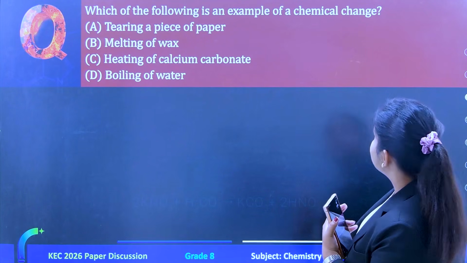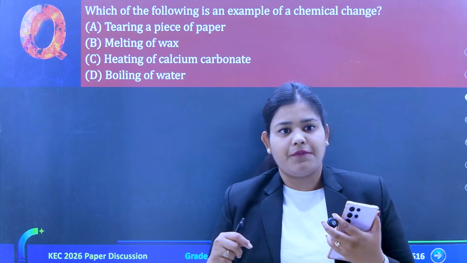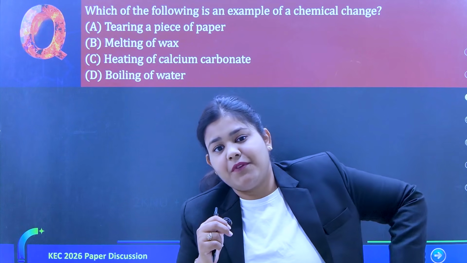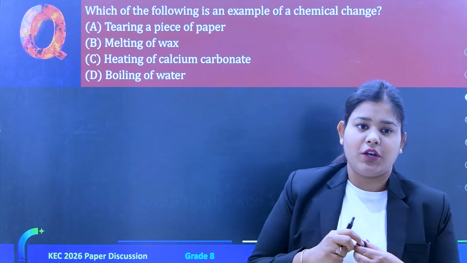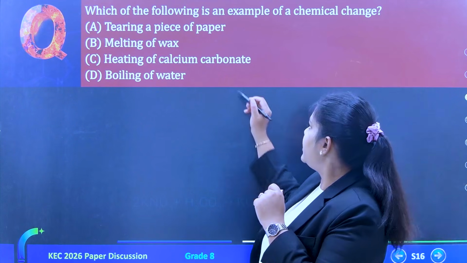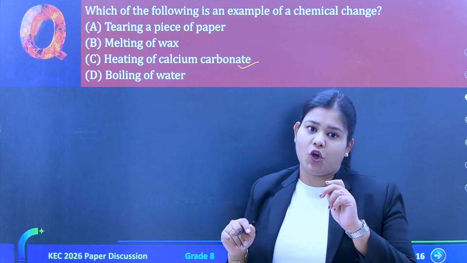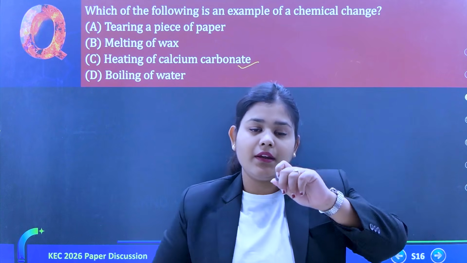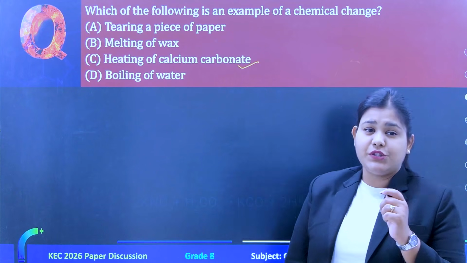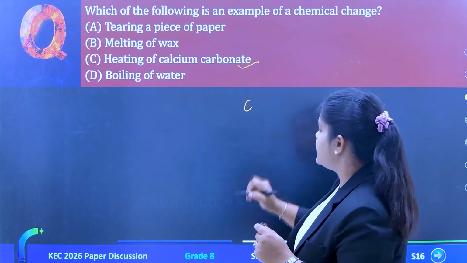Which of the following is an example of chemical change? Tearing of paper. Paper remains paper even after tearing. Melting of wax. If wax is melting, it can be reversed, so it is again not a chemical change. Heating of calcium carbonate: calcium carbonate when heated gives you different compounds, CaO plus CO2. So you get calcium oxide and carbon dioxide. This is a chemical change. So option C is the answer.